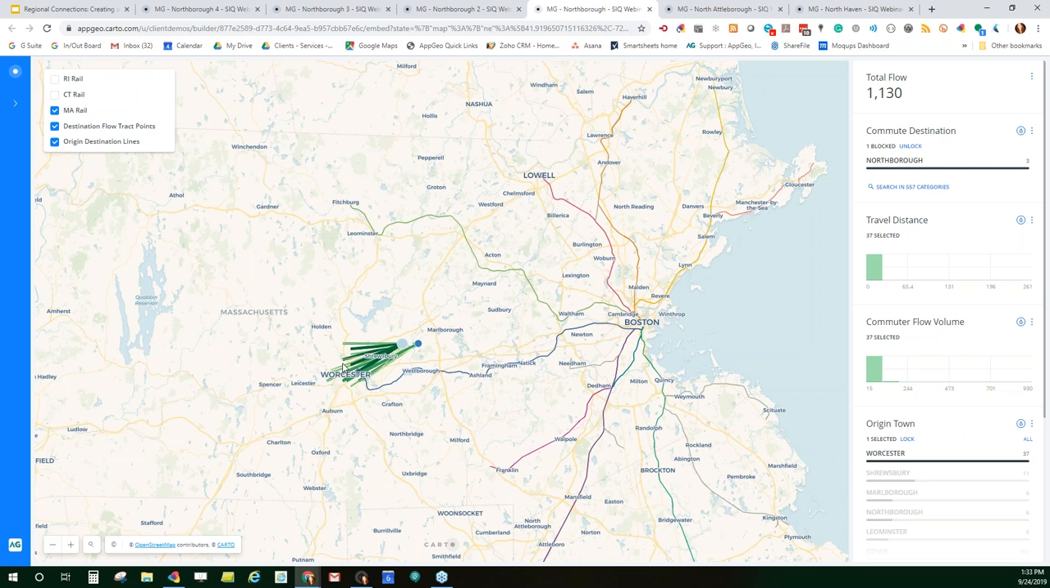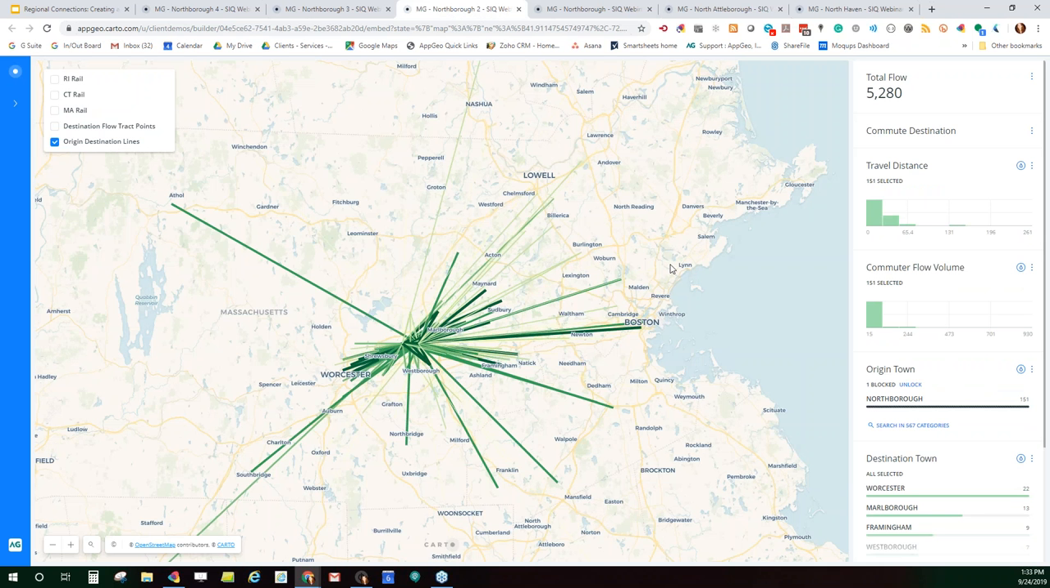Well, there are a lot of people in Worcester, and it's a relatively easy commute by these highways here, I-90 and 290. But let's flip this on its side now. So far, I've been talking about only people commuting into these towns. But where are the people going when they leave the town? So now we're looking at a filtered view of the commuter flow lines where the origin town is Northborough. So these lines are going the other direction, out, away from Northborough. In total, there are 5,280 people coming from Northborough.